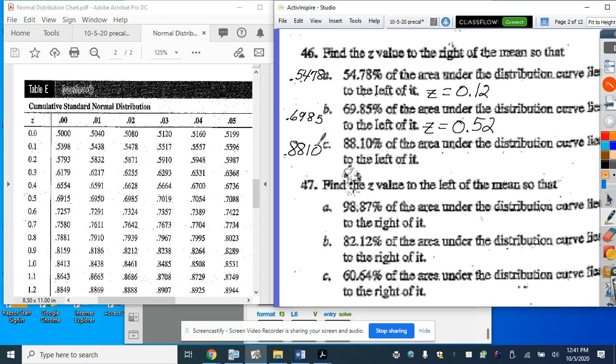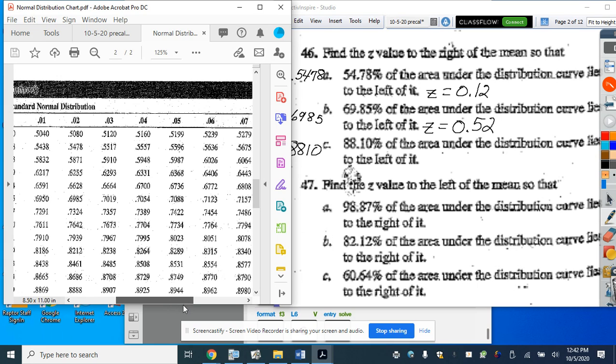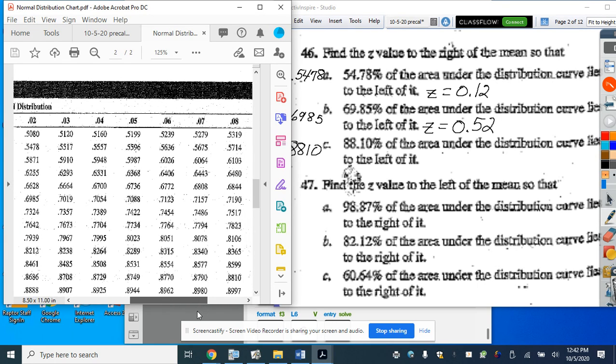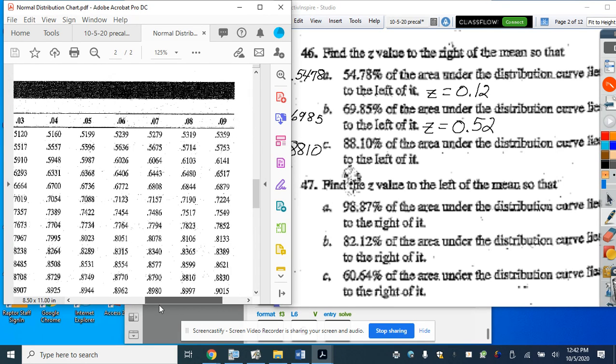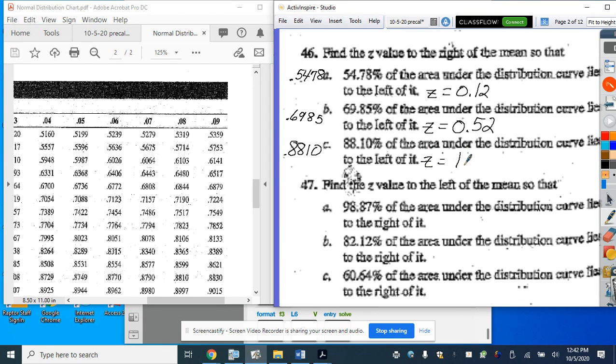All right, this last one is 0.8810. So 8810. Let's see, I think it's over here on this side, so I'm probably going to have to scroll over. 8810. So this one is right here, so it's on, let's see what line that's on, 1.1. Okay, so z is equal to 1.1, and I am in the 8th column.